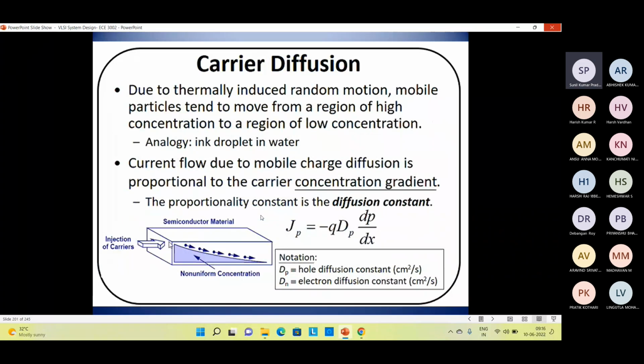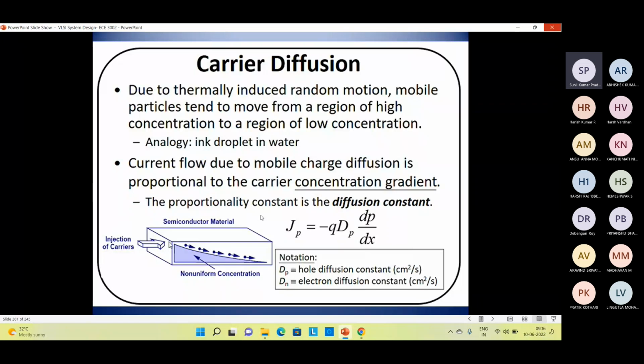Now another thing that is very important is called carrier diffusion. Why does it happen? Due to thermally induced random motion, the mobile particles tend to move from a region of higher concentration to a region of lower concentration. Just think of an ink droplet in water. That we call a diffusion motion.